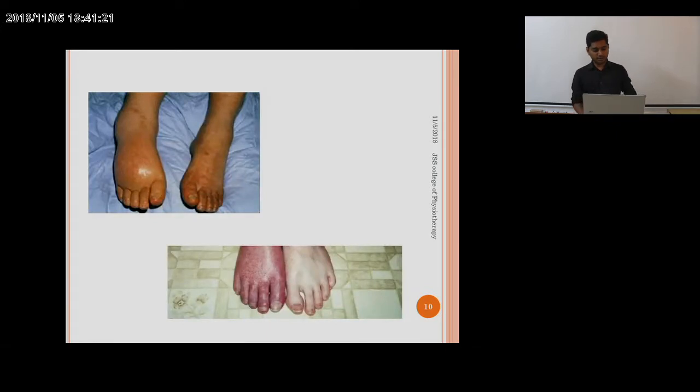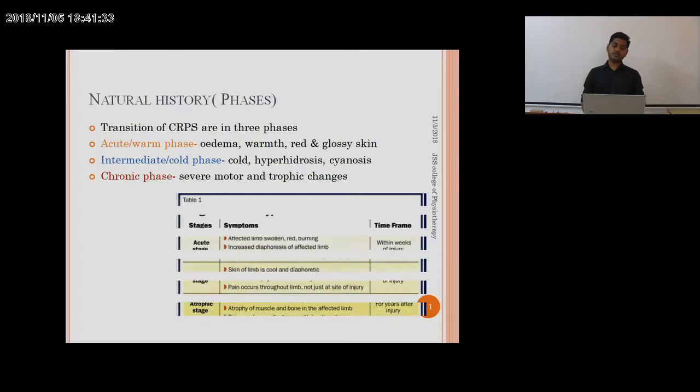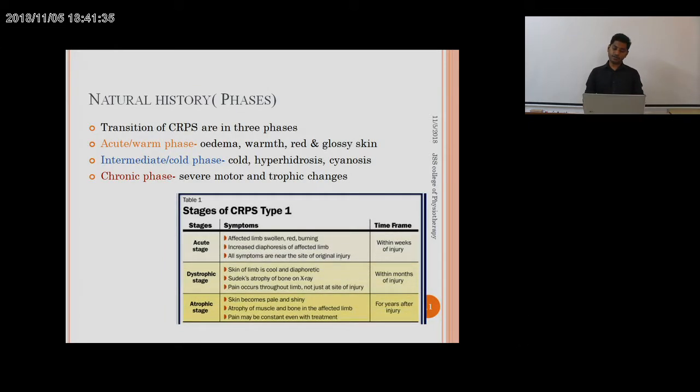So now in these two pictures, we can see the person has severe edema in the lower limb, and this ultimately led to some skin changes where we see red and glossy skin. When it comes to natural history, the transition of CRPS occurs in 3 phases.